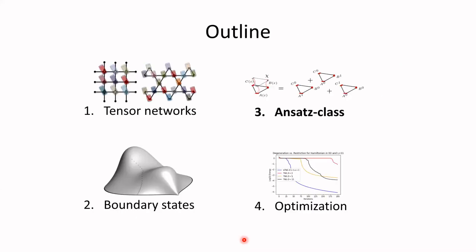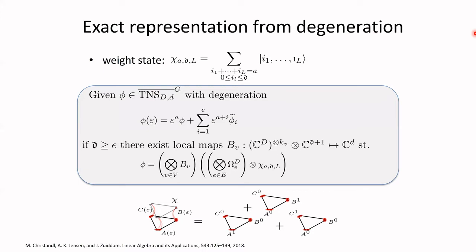And this exactly brings me to the next part of the talk, where I want to present to you how we can build an ansatz class that contains these boundary states. But the problem that we face is that these boundary states, we can only represent them approximately in terms of these degenerations. What we would like to get would be an exact representation of these states. And then we can use tools from algebraic complexity theory to derive such a representation in the following way.